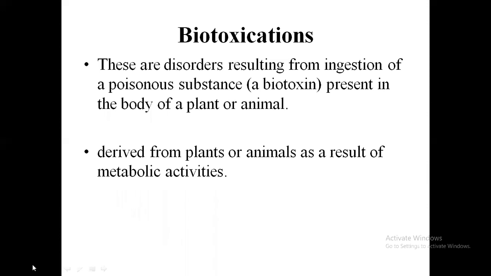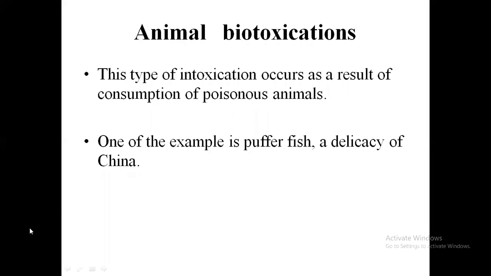The next class is the biotoxicants. Biotoxicants are again part of plant or animal toxicity. Any kind of poisonous substance present in a plant or animal, when ingested, will cause toxicity because of the metabolic activities of that plant or animal.